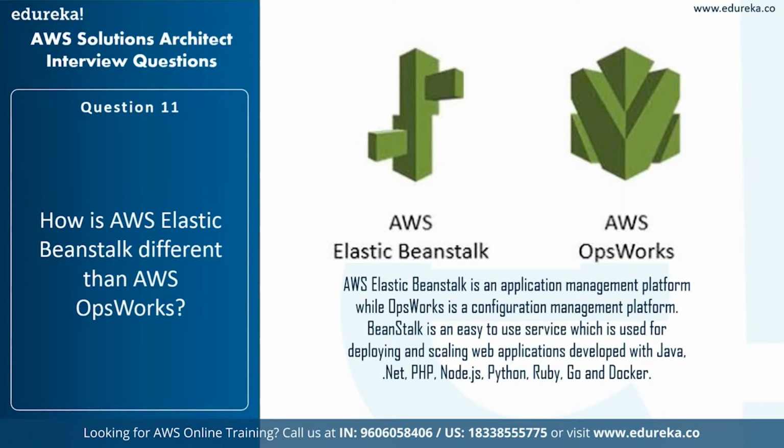Customers upload their code and Elastic Beanstalk automatically handles the deployment. The application will be ready to use without any infrastructure or resource configuration. But when we talk about AWS OpsWorks, it's an integrated configuration management platform for IT administrators or DevOps engineers who want a high degree of customization and control over operations. So I hope you have understood how Elastic Beanstalk is different from AWS OpsWorks.